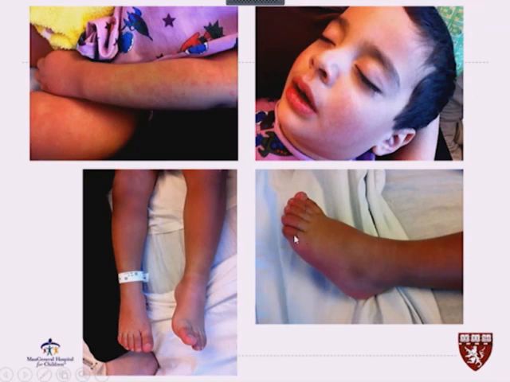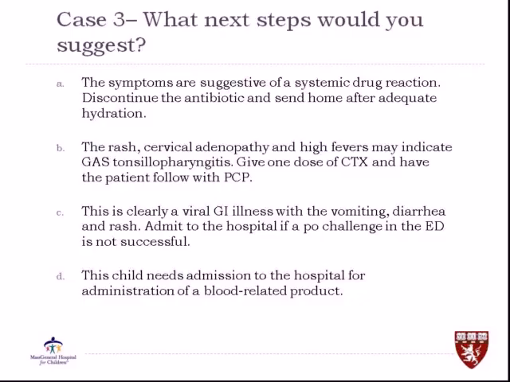His toes were sausagey looking, and his whole sole had no arch to it. It was just flat and swollen. So what next steps would you suggest? This is a child who's coming to your emergency room or to your clinic. So what would you suggest be done next?